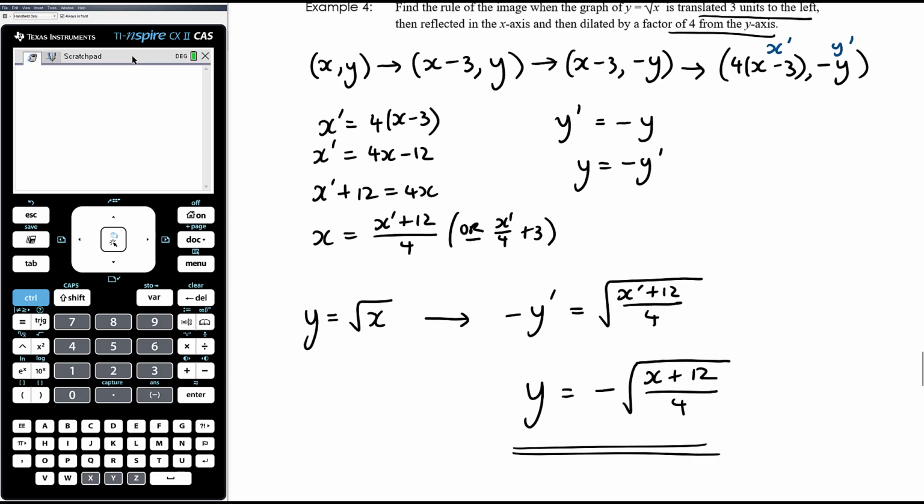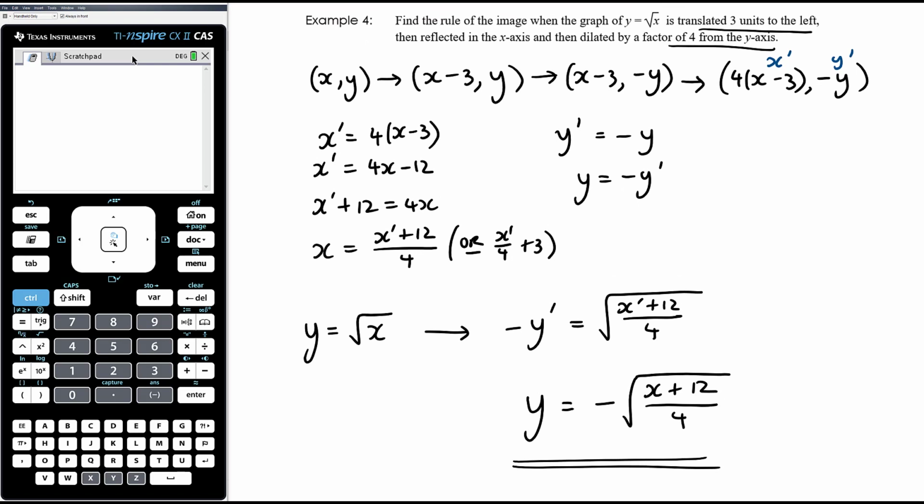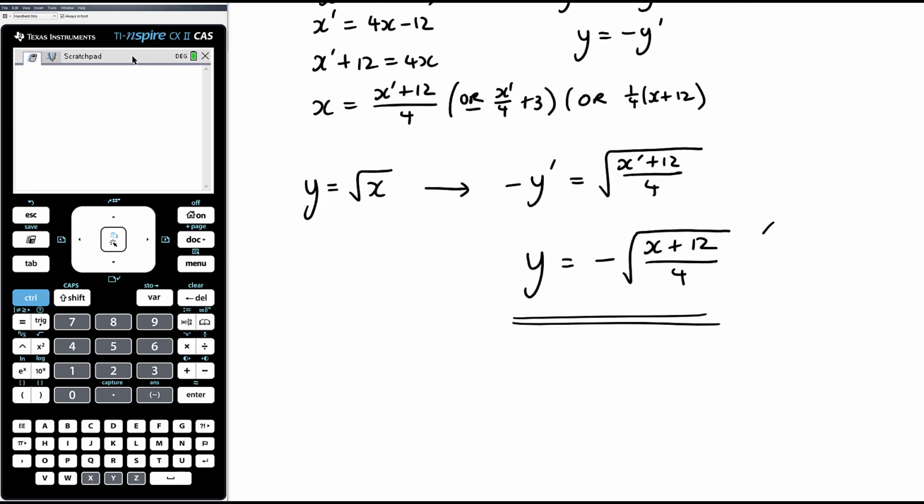You could also write this instead as a quarter times (x + 12) if you prefer. This could also be a quarter times (x + 12), that's fine. You could then simplify this answer if you want as negative root (x + 12) over 2, but it's not necessary to do that. It's fine as it is. Up to you. I'll write that down though as an option.